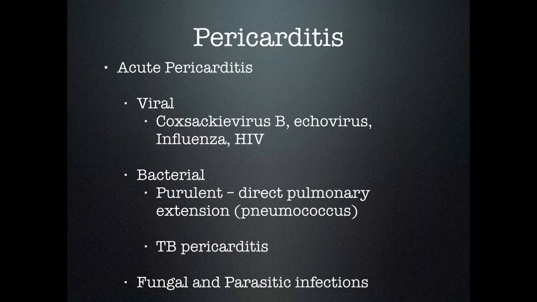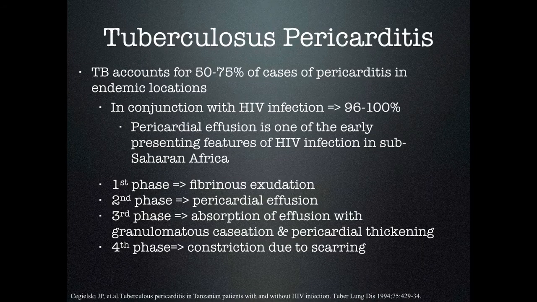Pericarditis is another entity that is commonly found in the developing world. There are several types of acute pericarditis: viral, bacterial, fungal, and parasitic infections. For this talk, we're going to focus in on tuberculosis. Pericarditis due to tuberculosis is common in endemic areas. TB accounts for 50 to 75% of the cases of pericarditis in endemic locations.